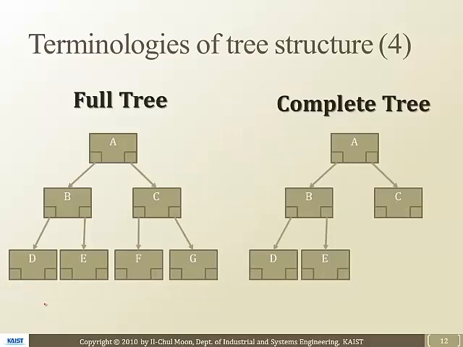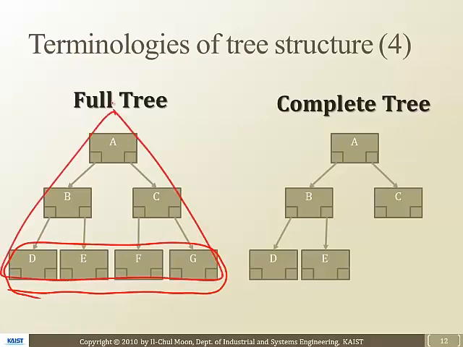And furthermore, a full tree is a tree that has the leaves at the same level, with the full number of nodes. It has a perfect triangular shape. If G is not here, it's not a full tree, right? Because then we have a missing element here, missing leaves here. It's always perfectly aligned, and that's called a full tree.